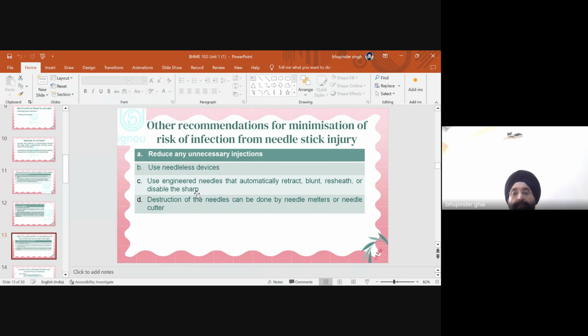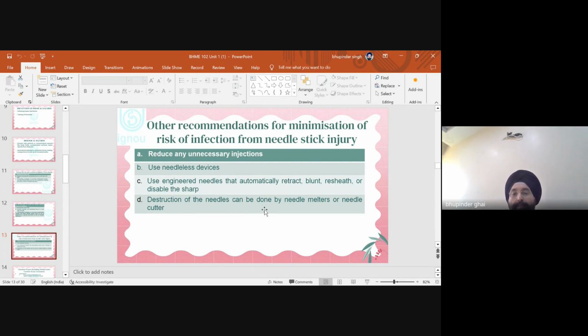Use engineered needles that automatically retract, blunt, resheath, or disable the sharps. So there are injections where after giving the injection, the needle retracts inside the syringe. Or secondly, the tip gets blunt. Thus, it prevents the needle stick injury.